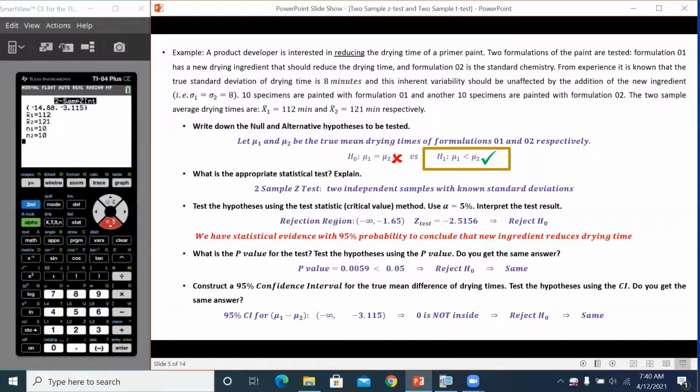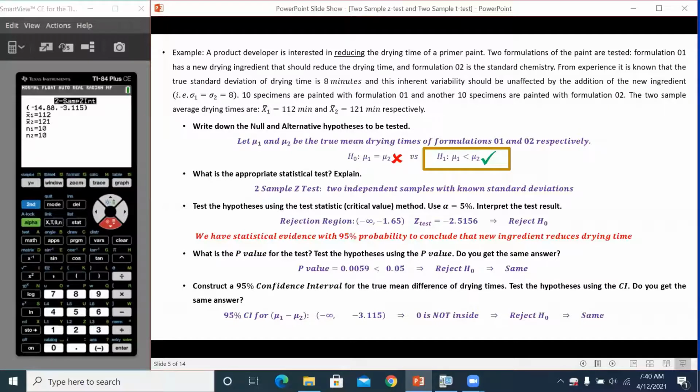So we have to see if 0 is inside of the confidence interval, which is constructed for the hypothesized mean difference. Clearly, 0 is not inside the confidence interval. Therefore, we reject the null hypothesis. Once again, we get the same conclusion. So we don't have to write the interpretation again.